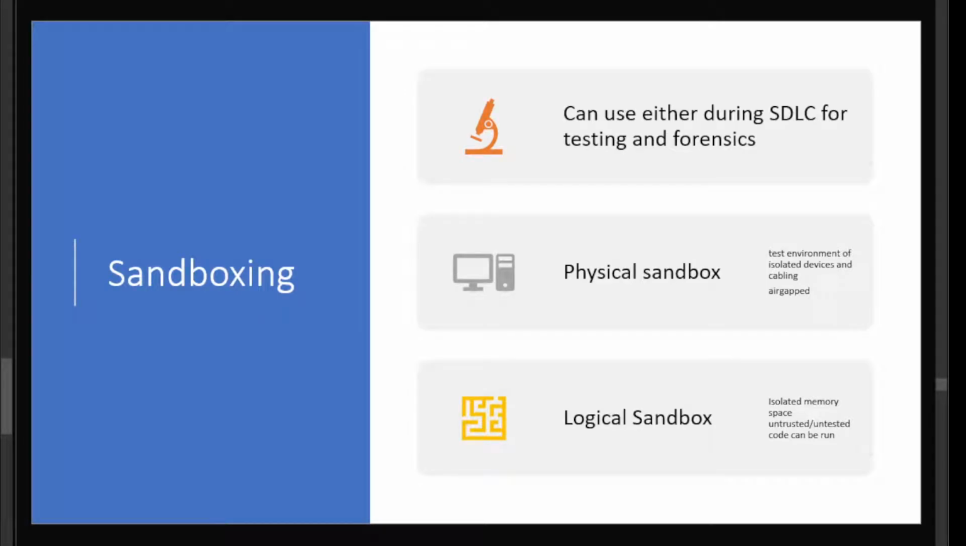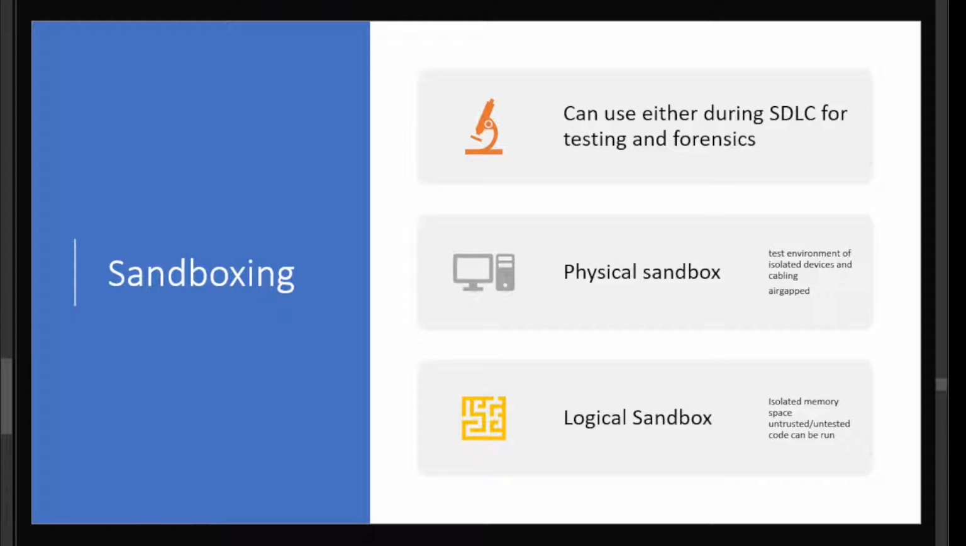Sandboxing. Sandbox is an important concept, especially in the SDLC. The sandbox is a test environment of isolated devices and cabling, completely separated from the production environment. It can be actual physical space between those. This is to ensure that the sandbox, if compromised, doesn't destroy your actual production environment or access sensitive data. You can use it in the SDLC for testing and forensics.